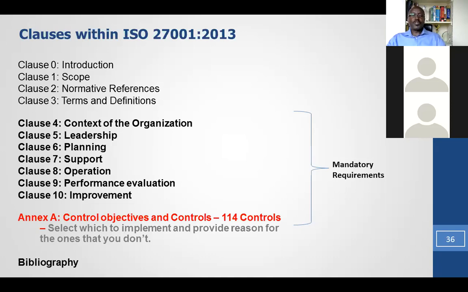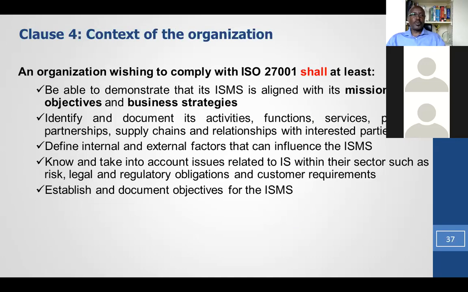And many times it's hard to find an organization that has implemented all the 114 controls. There are organizations that will implement anywhere between 20 or 50 controls up to 114. An organization will select the controls that relate to its environment, and implement those, and in the statement of applicability, they'll be able to give a reason why they have implemented the ones they have, or why they will not implement the ones that they have chosen not to implement.